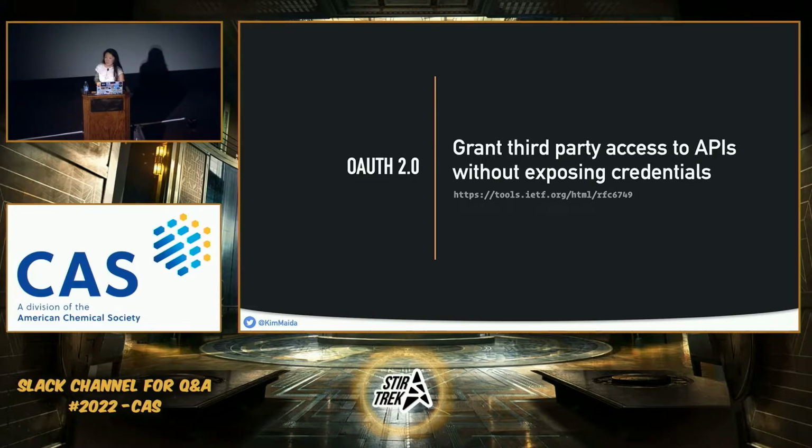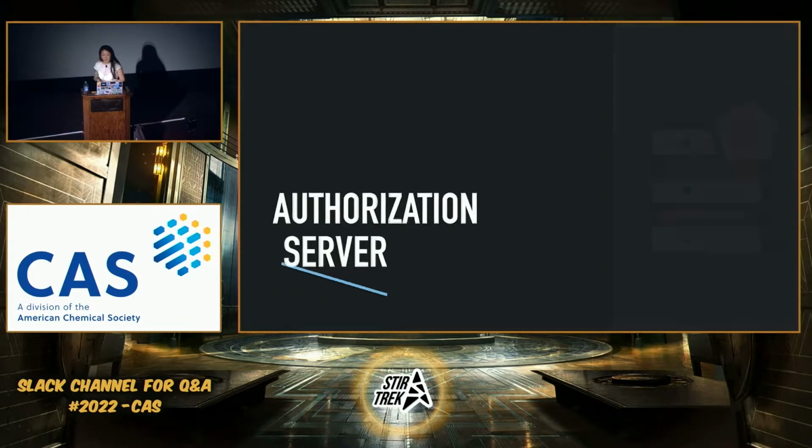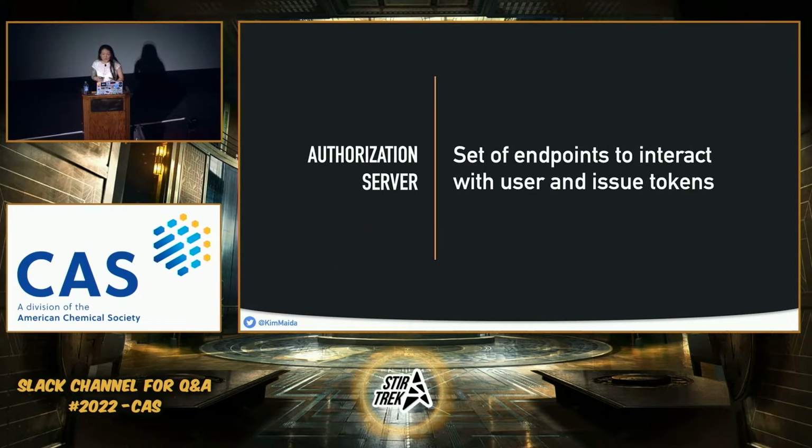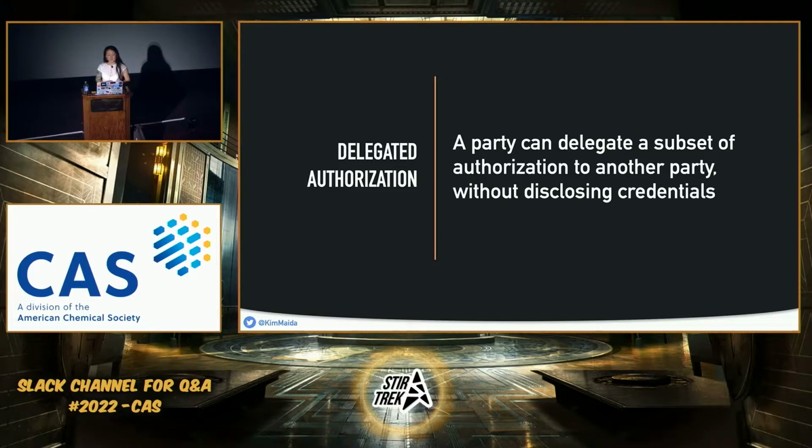And it does this by using something that we call an authorization server. Now, an authorization server is kind of a fancy word to refer to a set of endpoints that interact with the user and issue tokens. And it does this in order to perform what we call delegated authorization. Delegated authorization allows a party that holds some authorization to delegate a subset of that authorization to another party without requiring either party to disclose any user credentials to the other.